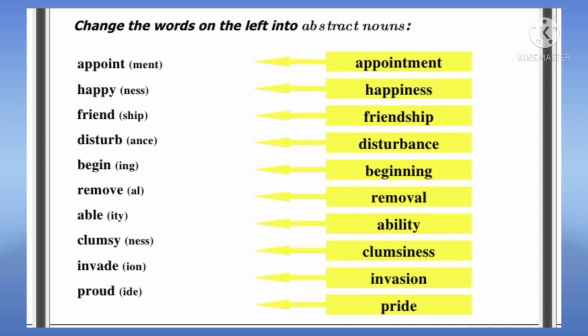If it is common, COM please write. Proper, P. Abstract, A, and collective, COL. Please write in such a way. Also, page number 3. Form abstract nouns from these words. That also please complete. And page number 4. Complete these sentences with the abstract noun forms of the words in the box. Ability, able. In such a way, please complete that table too.